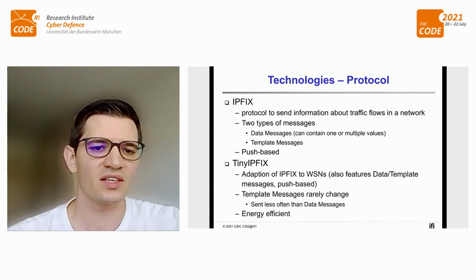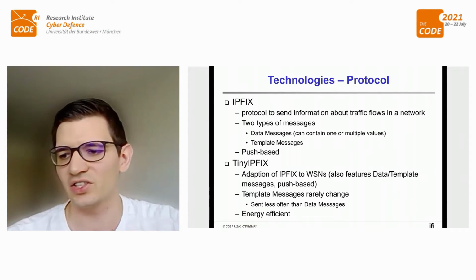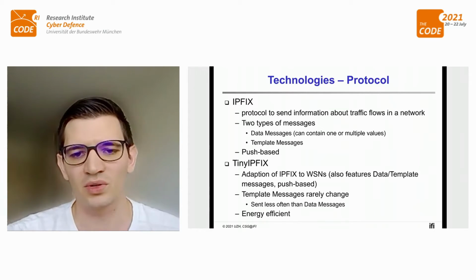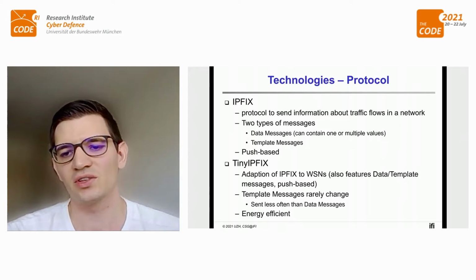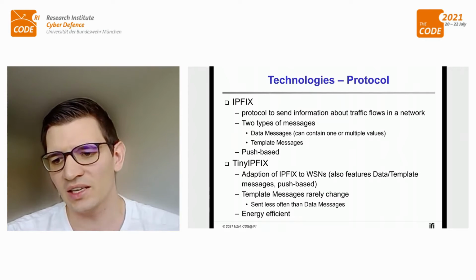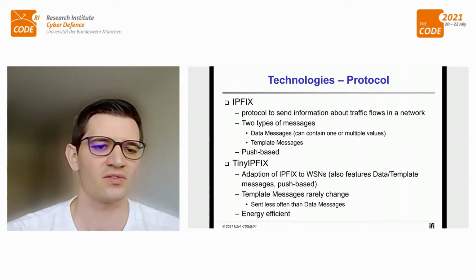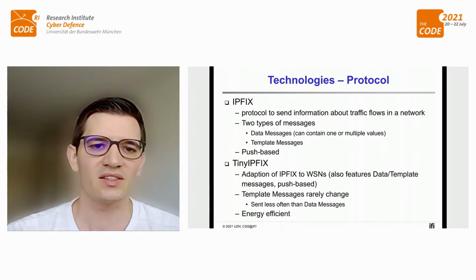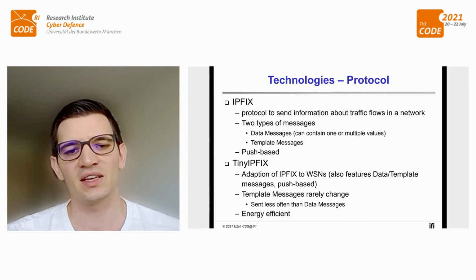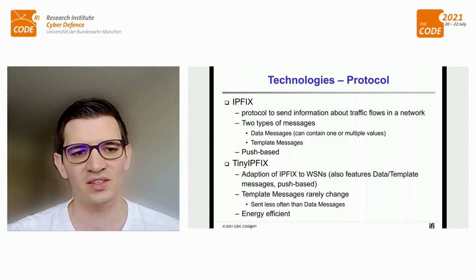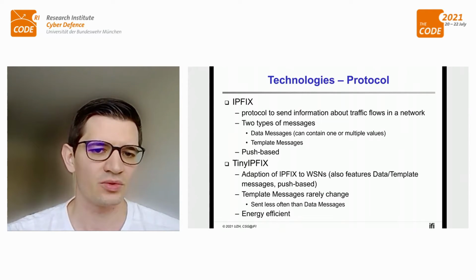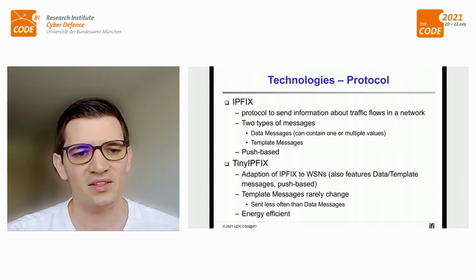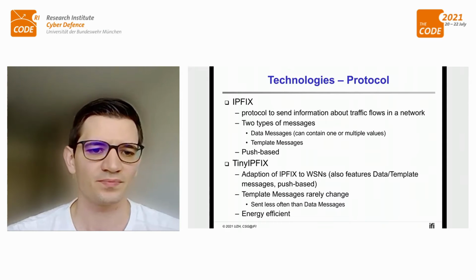In a wireless sensor network, the templates rarely change, because you always want to, for example, send temperature and humidity readings, but not suddenly something completely different. So this means that template messages can be sent less often than data messages because they mostly repeat themselves. This cuts down on the overhead and therefore saves energy.